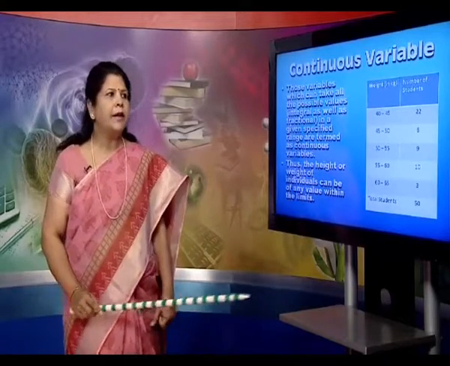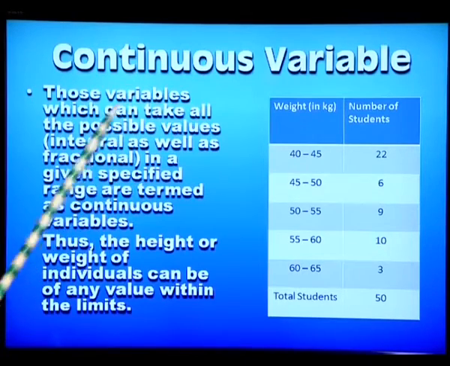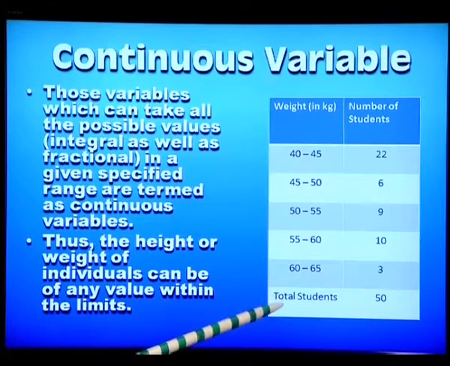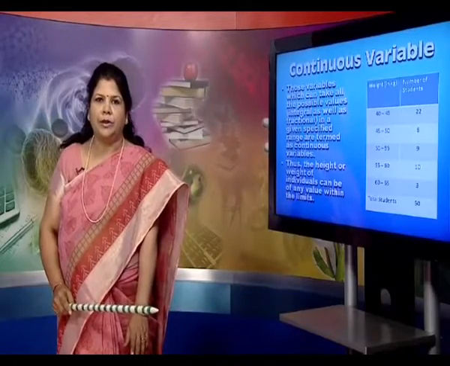So, let us understand a continuous variable now. These variables are ones which can take all the possible values as shown, and examples are the height or weight of individuals.